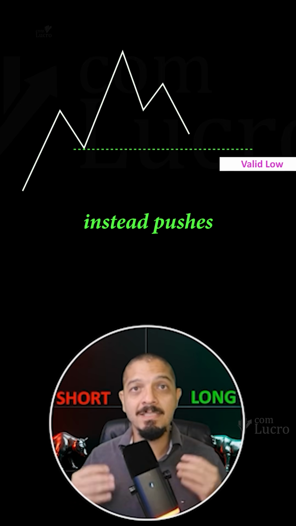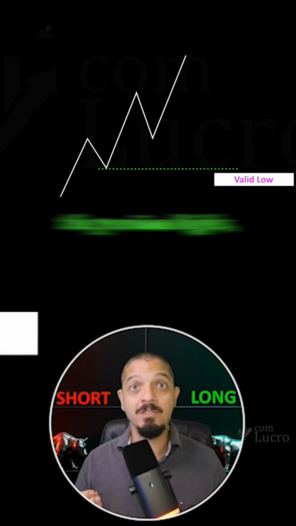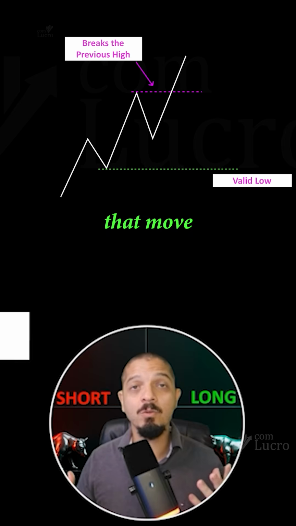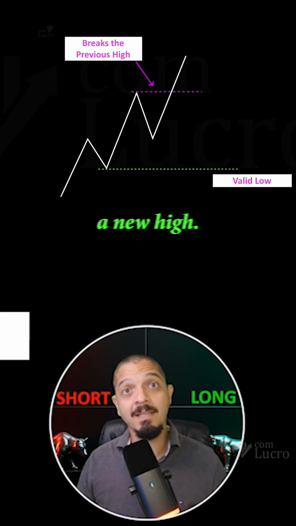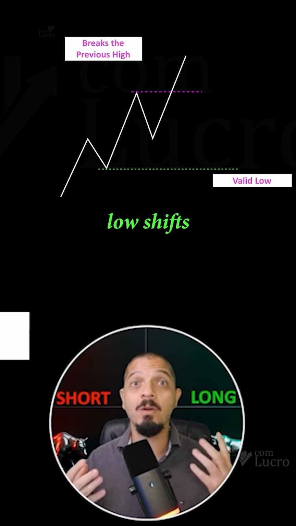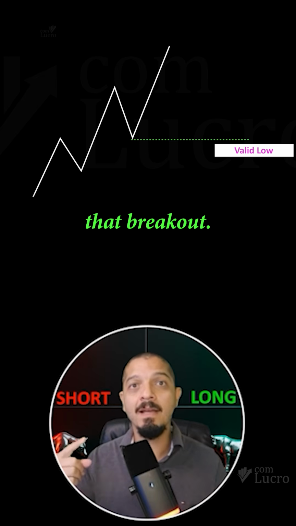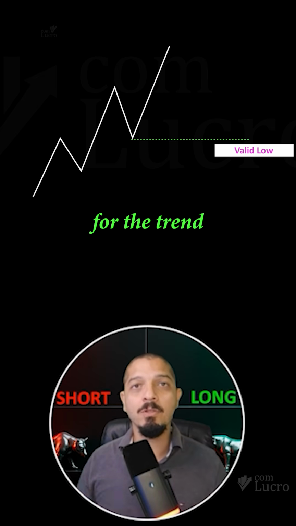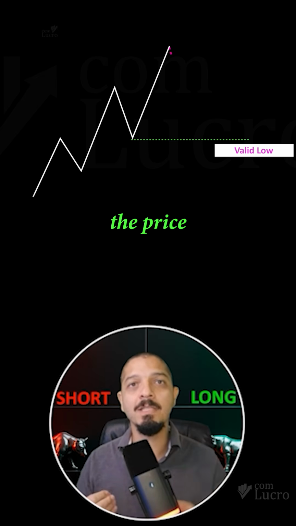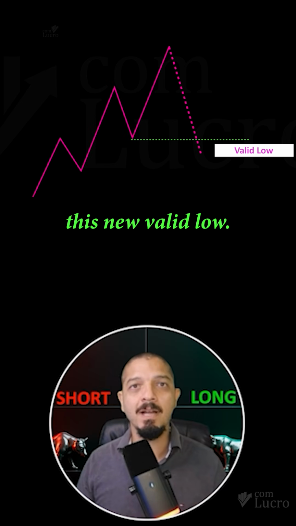If the price instead pushes higher and breaks the previous highs, that move establishes a new high. In this case, the valid low shifts to the most recent low formed just before that breakout. And from this point on, for the trend to reverse, the price must break below this new valid low.